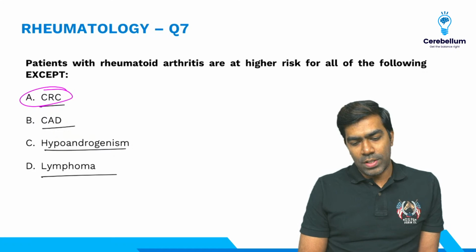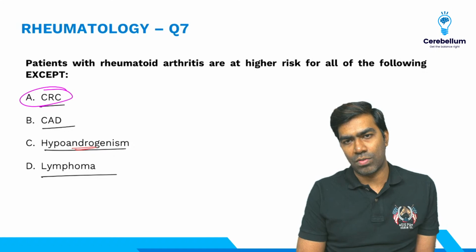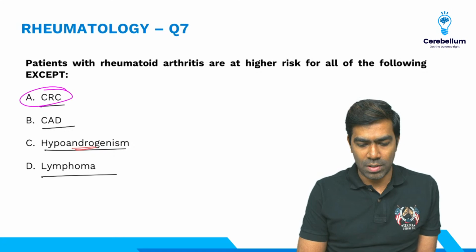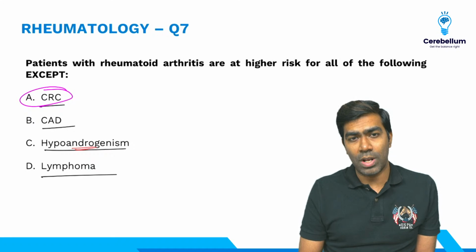So this is already a question. I don't know why you are not answering the PYQs correctly. Remember, this is one of the NEET 2017 or 2018 questions. It's clearly mentioned that hypoandrogenism is the feature of rheumatoid arthritis. In fact, males will experience this hypoandrogenism and it can be possibly symptomatic as well. And it's already asked in 2017-2018. They asked like all of the following are true except. Answer is hyperandrogenism. Patients don't have hyper, rather they will have hypo.